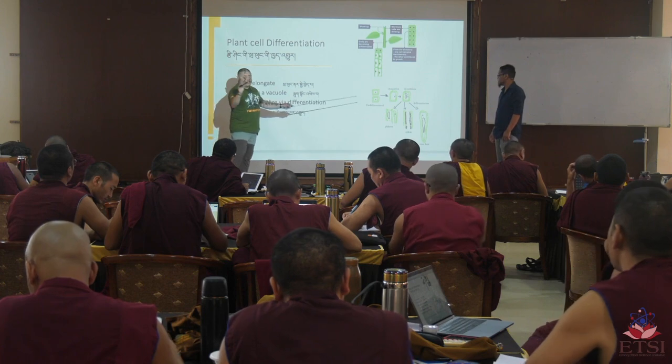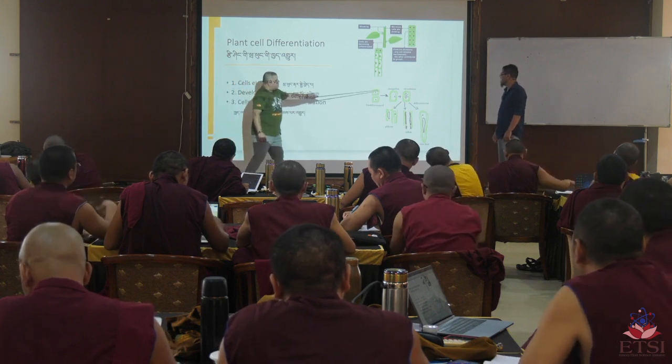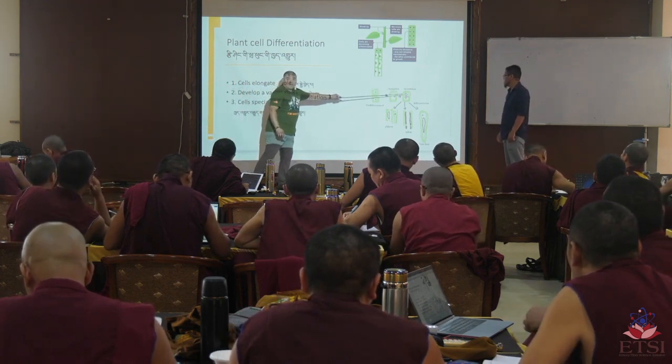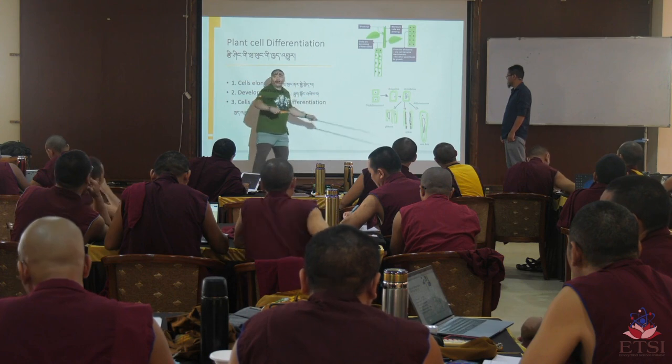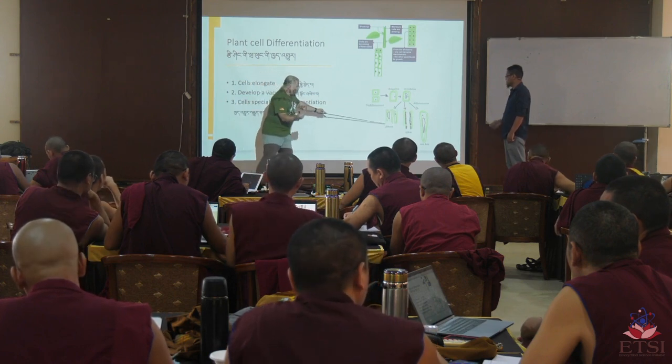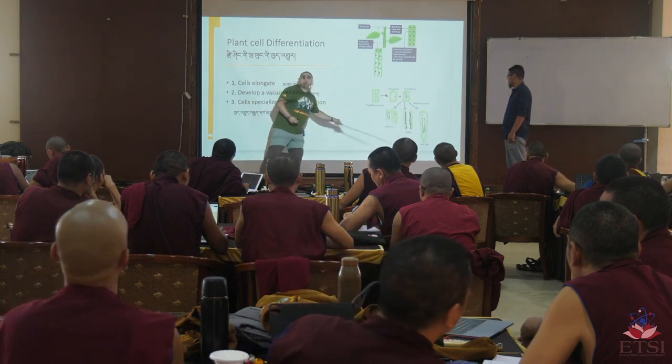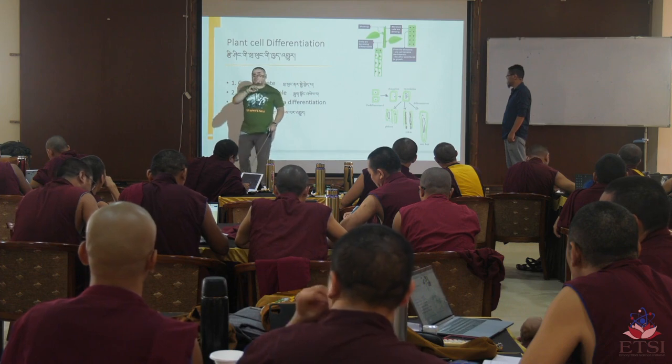So let's go through this again. Cells go through mitosis, they become large, they get the vacuoles, and they specialize, they differentiate. They can become phloem, xylem, or even root hairs, and they have all different functions.